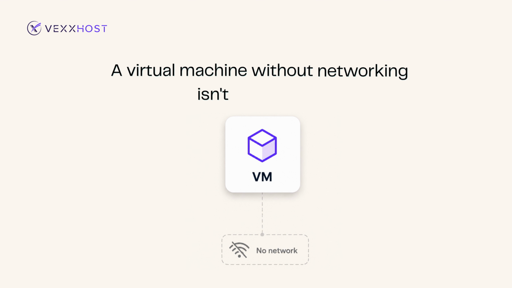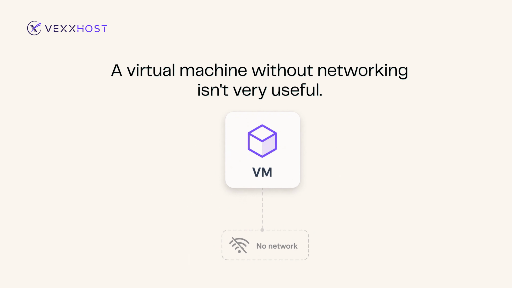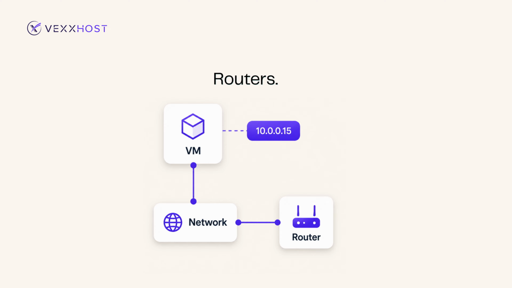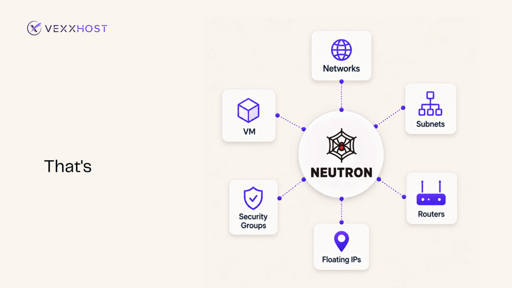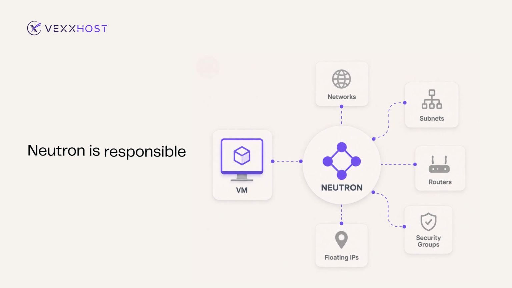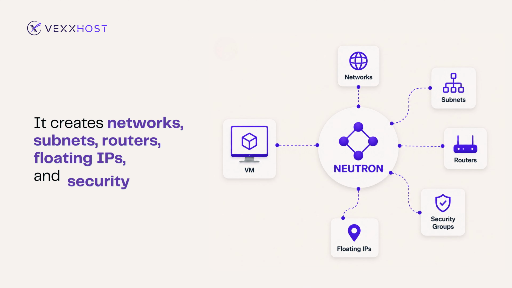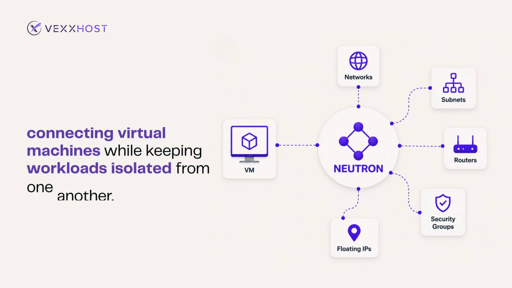Of course, a virtual machine without networking isn't very useful. It needs networks, IP addresses, routers, security groups. That's Neutron. Neutron is responsible for virtual networking. It creates networks, subnets, routers, floating IPs, and security groups, connecting virtual machines while keeping workloads isolated from one another.